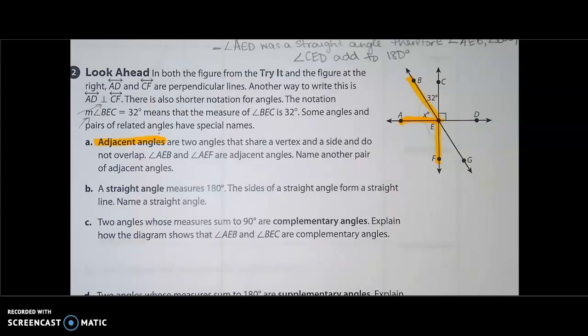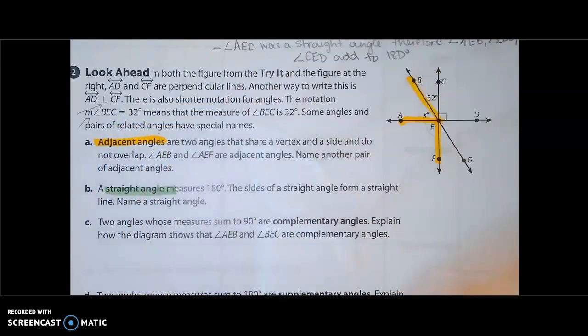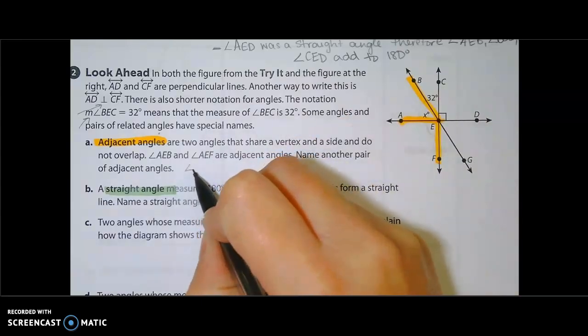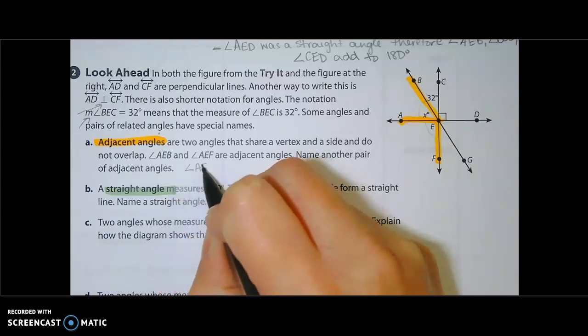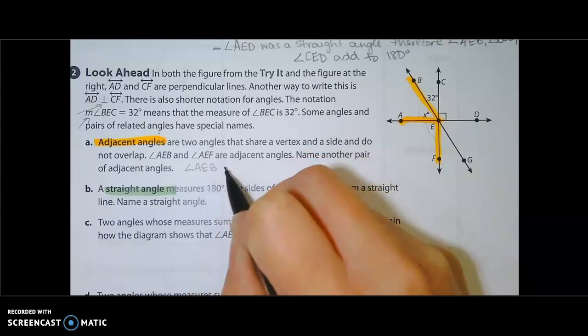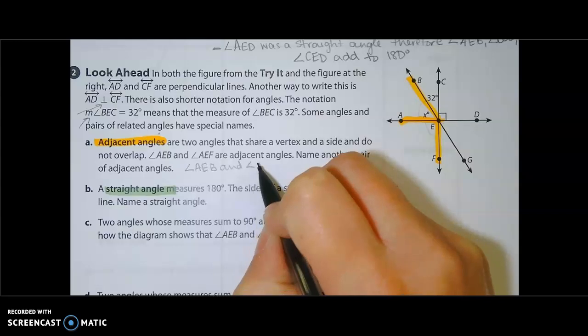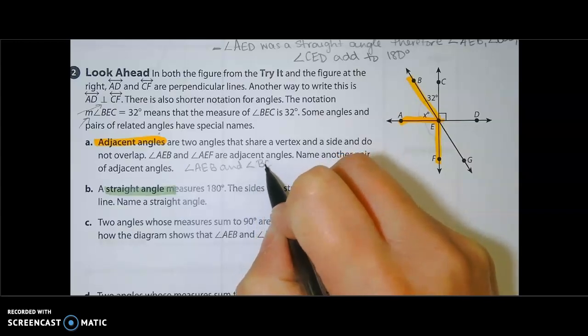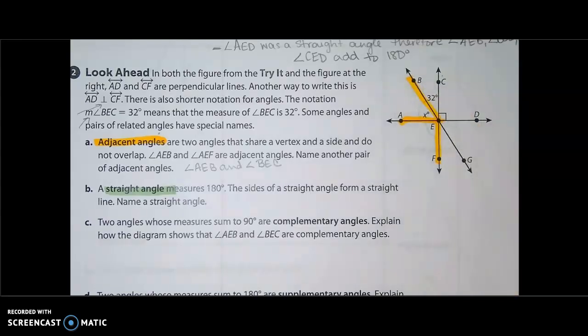So now we have a straight angle. Well, and this says name another pair of adjacent angles. There are multiple. I'm going to name one, but you should be able to name a couple more after this. I can continue with AEB and say that it is adjacent to BEC. So angle AEB and angle BEC are adjacent angles as well.